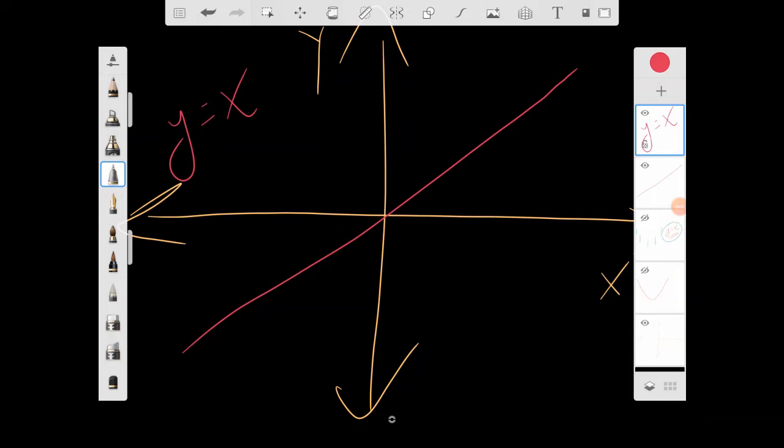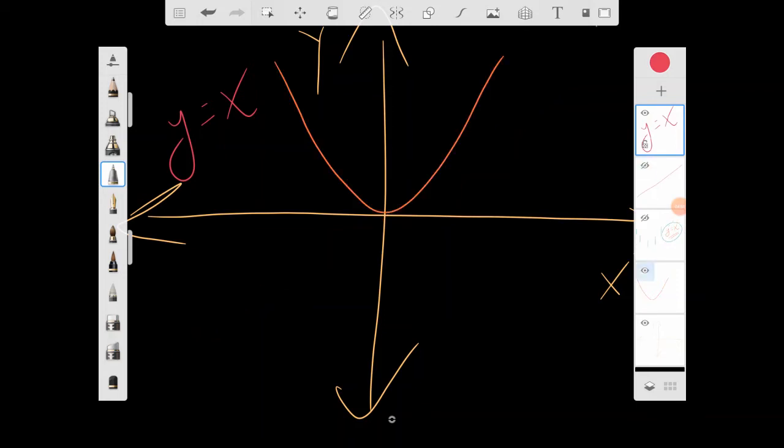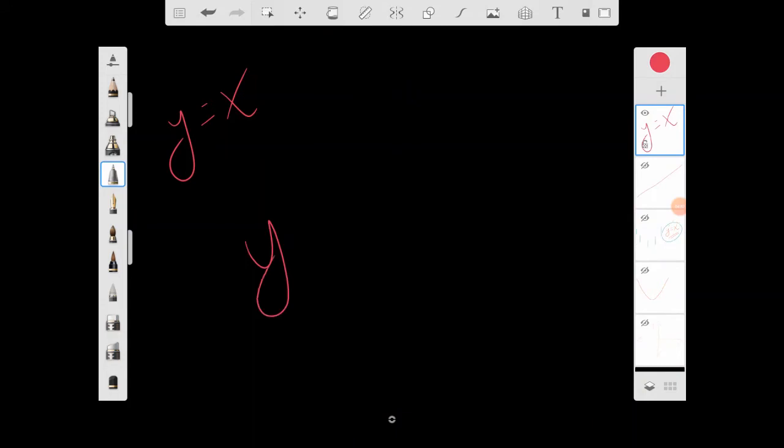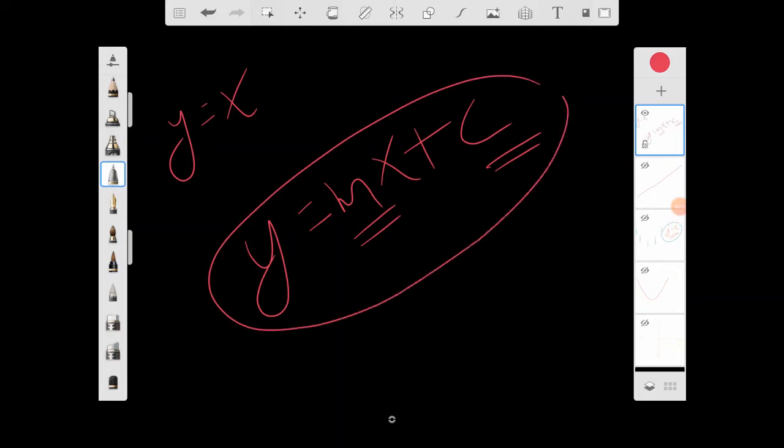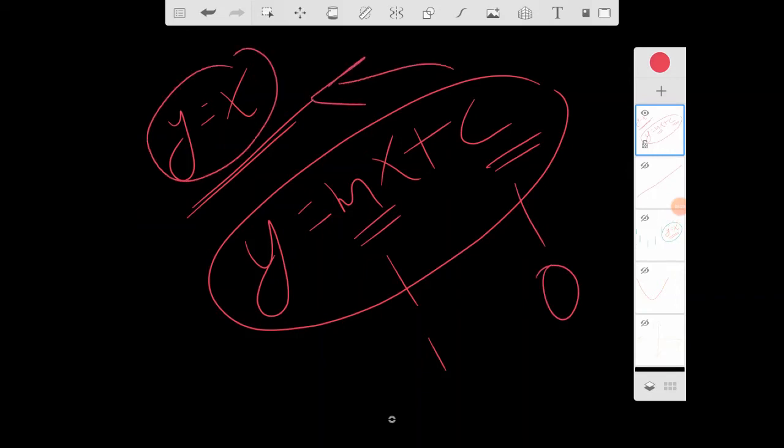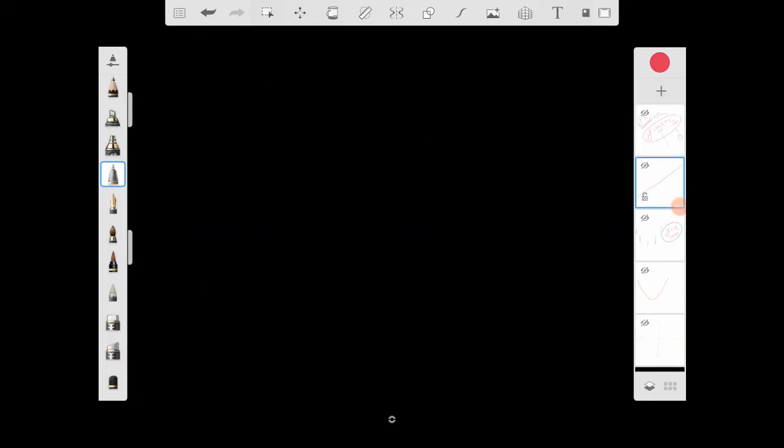y is equal to x is the equation of this specific straight line, because the actual equation for a straight line is y is equal to mx plus c, where m is the slope and c is the y-intercept. Now I don't know whether you know all that, but this is the general equation of a straight line. For now, we will only take the case when m is 1 and c is 0. So this is a special case. Okay, y is equal to x.